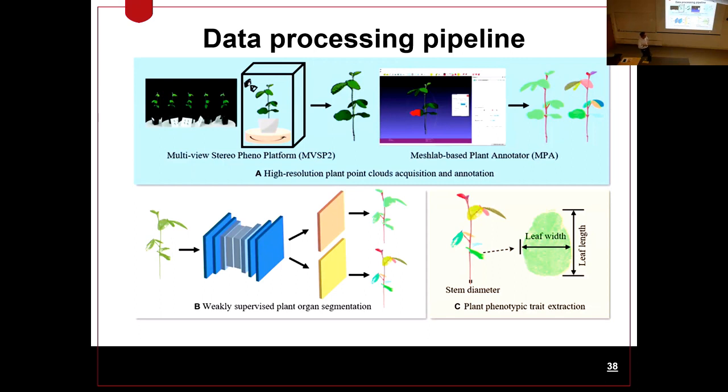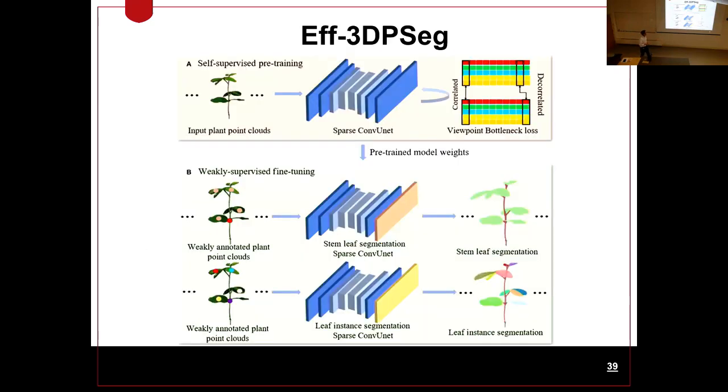Once we do the instance segmentation, we can calculate, for example, for each leaf, the leaf length, leaf width, leaf area, branch angle, all these things. So for this one, this is the method. We have two steps, mainly two steps.